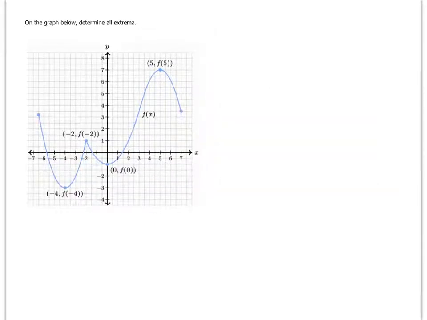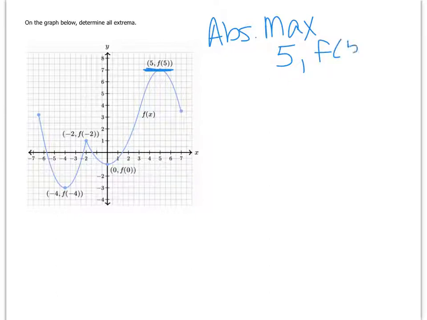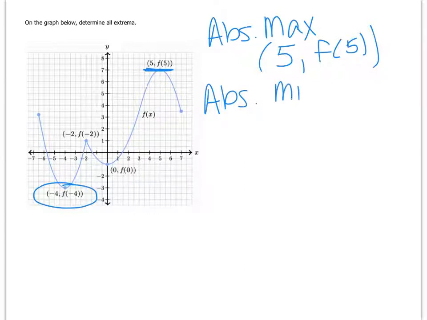So using that information, I can look at a graph, just like we did in the last video, and figure out where are my extrema. So if I'm looking at a graph, remember we have absolute mins, absolute max, and then we can have relative or local max and mins. So I have an absolute max looking at this curve at the highest point right here, which is at the point 5, f of 5, which in this case is a 7. So there's my absolute max. Then I look and I say, okay, I have an absolute lowest point over here. So that's my absolute min, is at -4, f of -4.